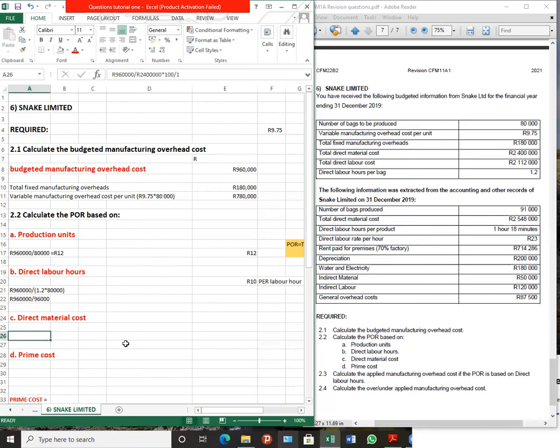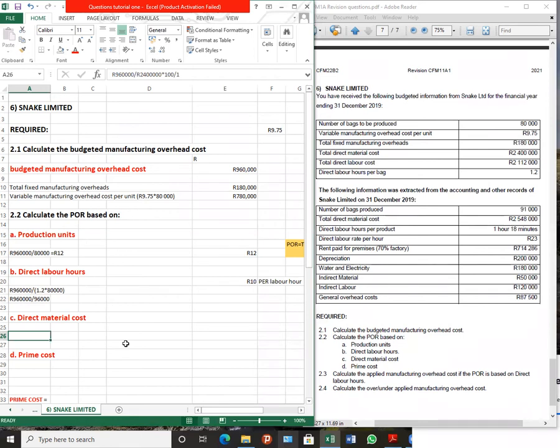Can we move, guys, for direct material cost? I just want to see whether you still remember the formulas. And then, guys, I would like to remind you, if you are budgeting manufacturing and your base is a cost, which means it's going to be cost to cost, you are going to multiply by 100, which means your answer is going to be in percentage. Are we together?